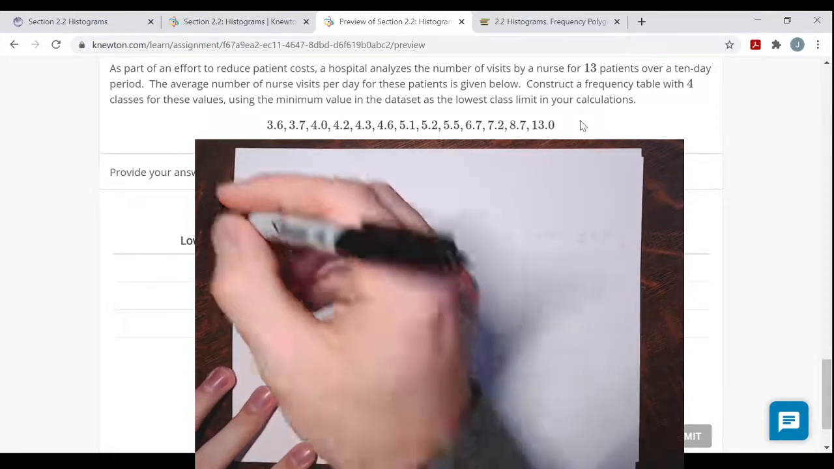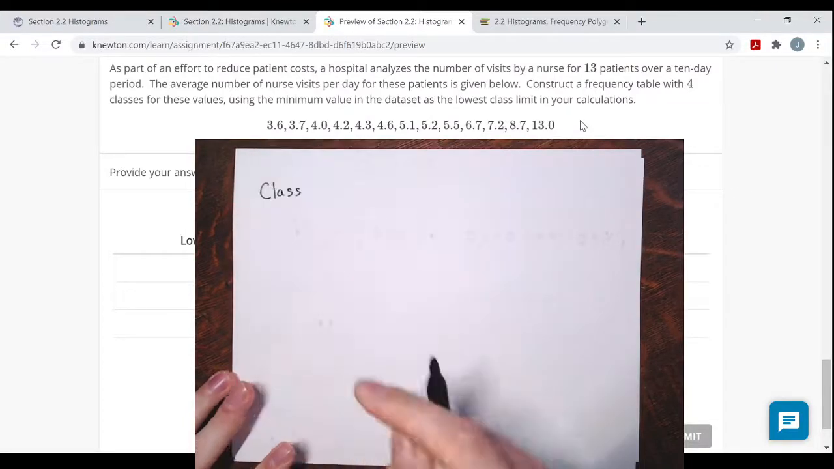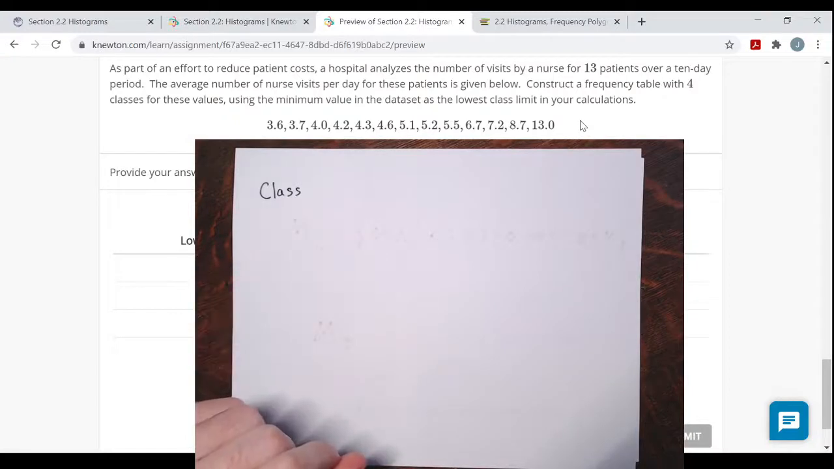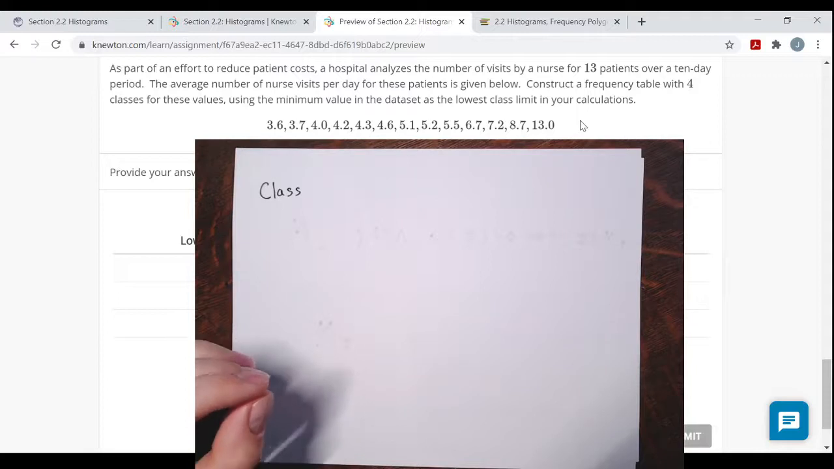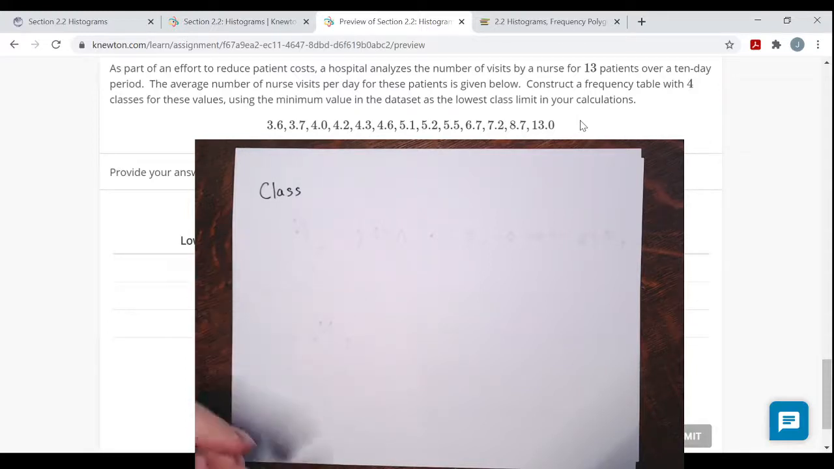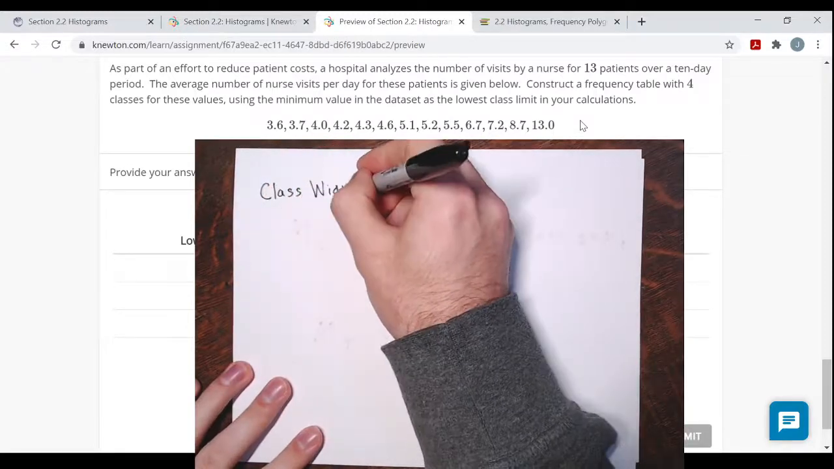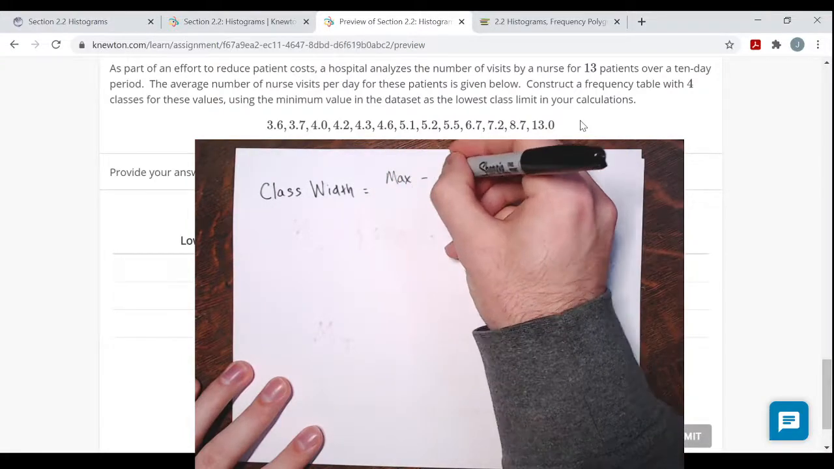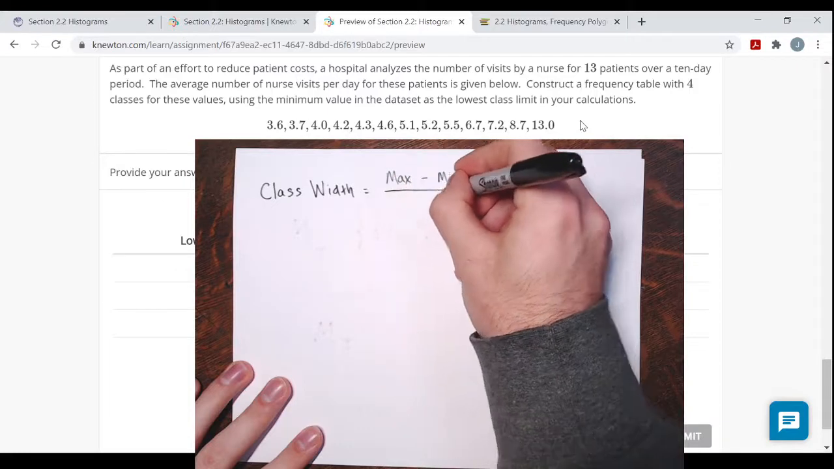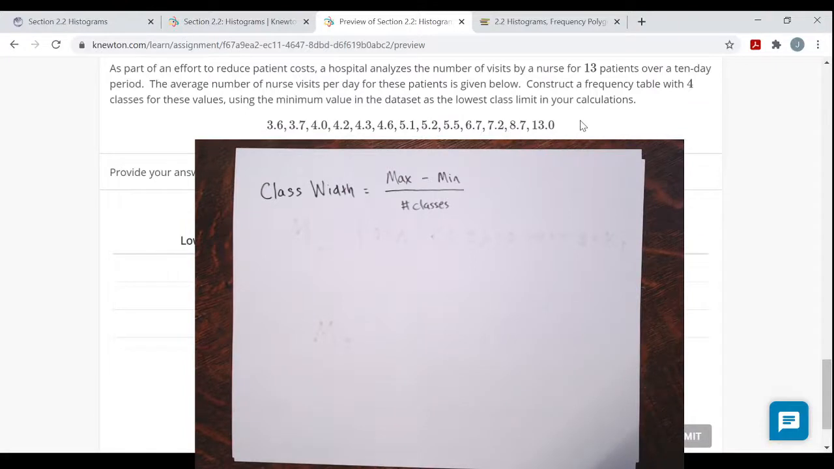First I'm going to calculate the class width. When I go to make a histogram later, which I don't think they have us doing, but they might, how wide do I want each bar to be? So what's this class width? The formula was written up earlier. You take the largest value minus the smallest value divided by the number of classes, the number of pieces. They told us they wanted 4 classes.